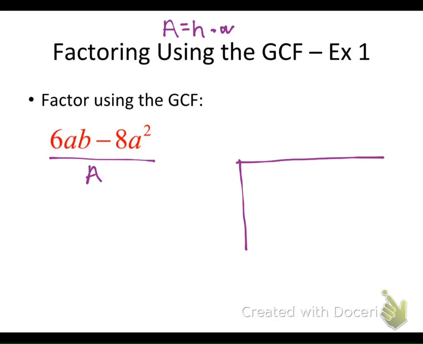So I'm going to draw my shape. I know that I'm going to have two shapes because I have two areas. And I'm going to go ahead and plug that information in that I have. So I have 6AB for an area. And then I have negative 8 squared.